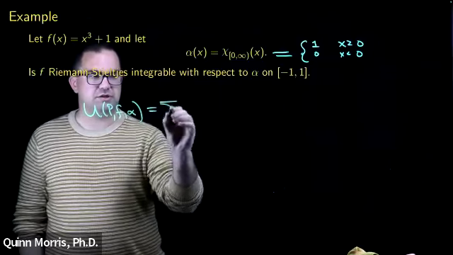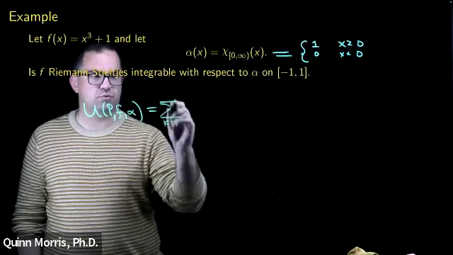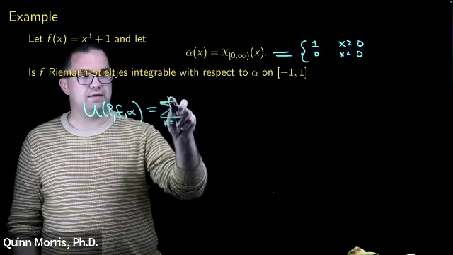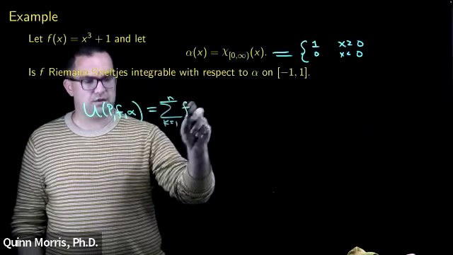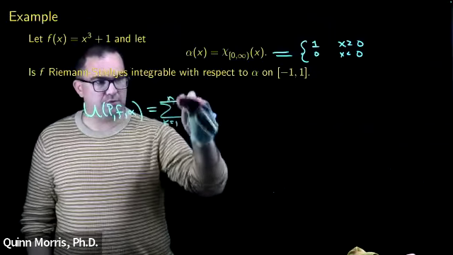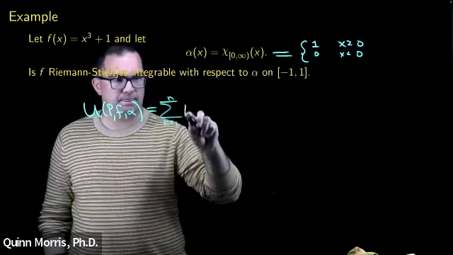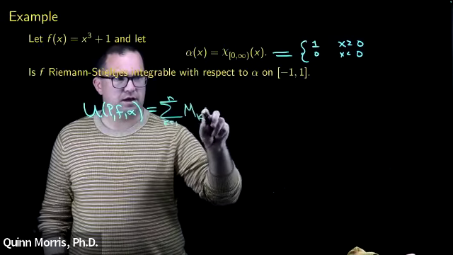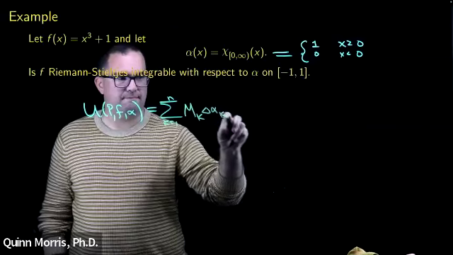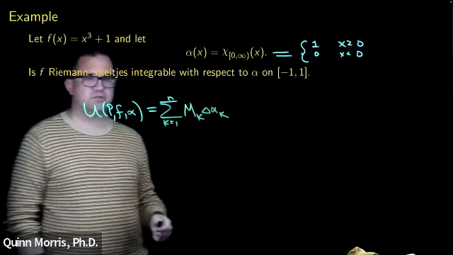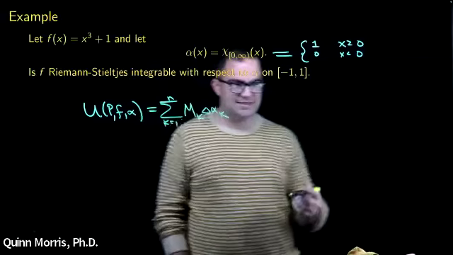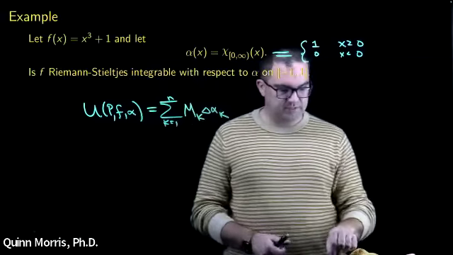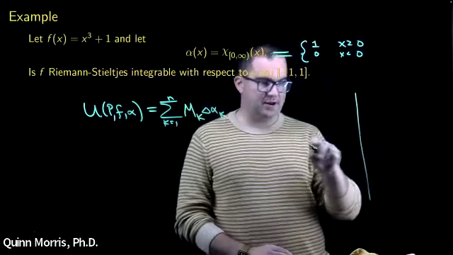Well, by definition, this is the sum from k equals 1 to n of capital M sub k times delta alpha k. Now, the first thing I want to focus on is what these delta alpha k's look like. So let's think about this by first thinking about a graph of alpha.